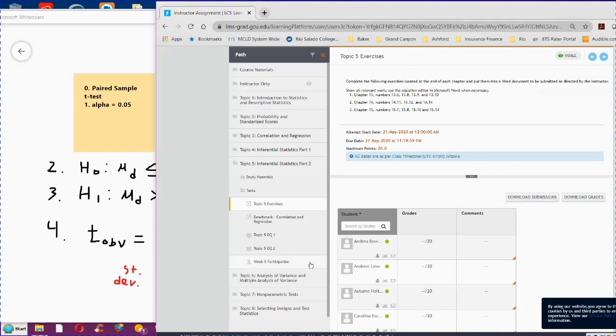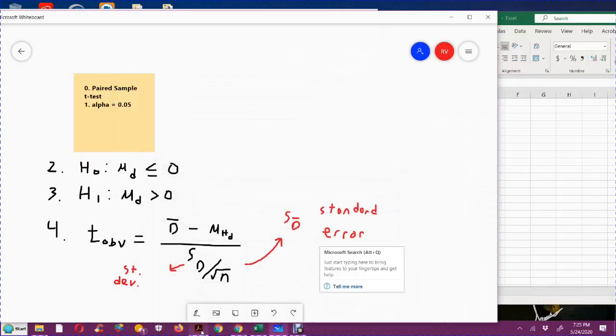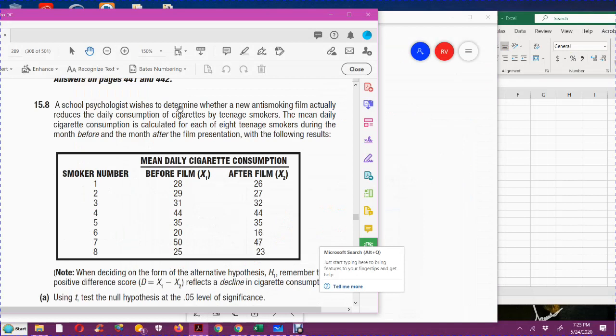And I know that because when I look at the statement of the problem, which is here in the book, it says they wanted to determine whether a new anti-smoking film actually reduces the daily consumption. They don't want to know whether it increases the daily consumption, only that it reduces. So that's a one-sided test.